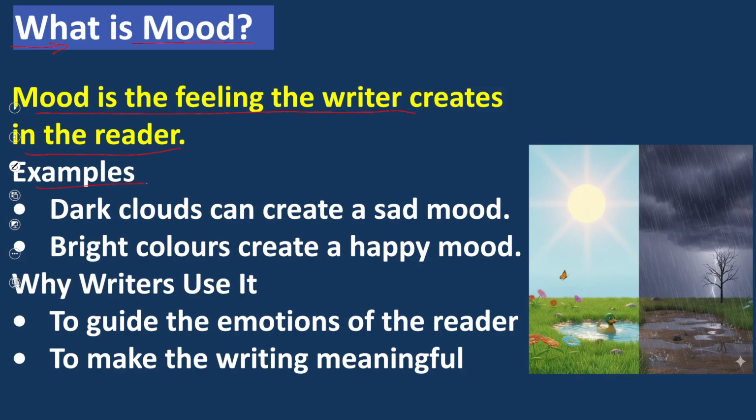Now look at the examples. Dark clouds can create a sad mood. Whenever dark clouds come, the mood automatically becomes romantic or sad. Bright colors create a happy mood. So, in this way, some words create or change the mood. Such a quality is called mood.